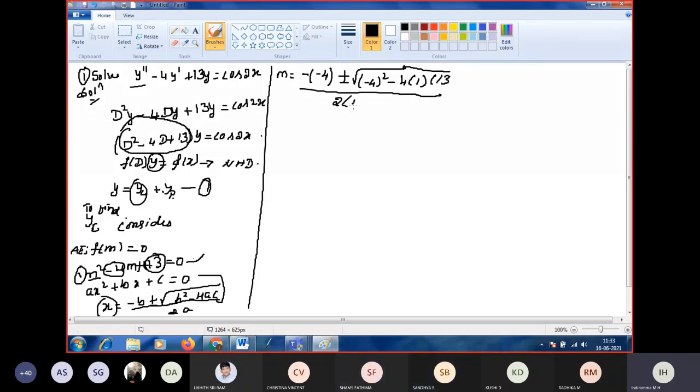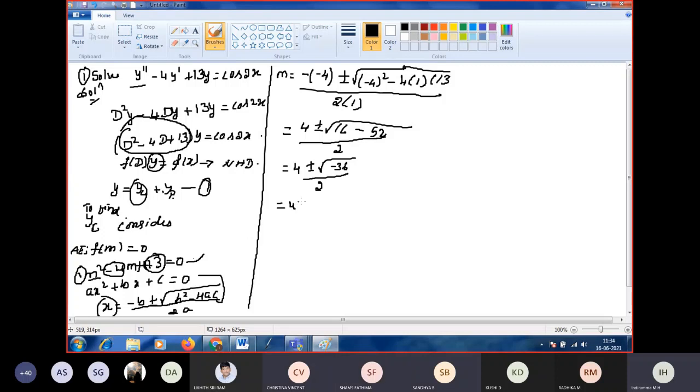Divided by 2a, a is 1. So 4 plus or minus root of minus 4 whole square, which is minus 4 into minus 4, is plus 16, minus 4 into 13, what is that? 52. By 2. What is 16 minus 52? Minus 36. What is the square root of 36? 6. But under the square root we have a minus sign. Shall I write it as 6i?